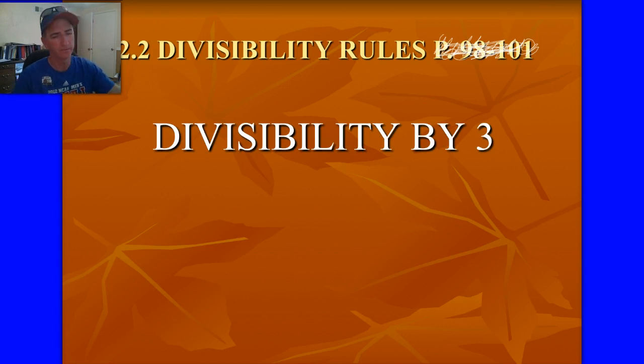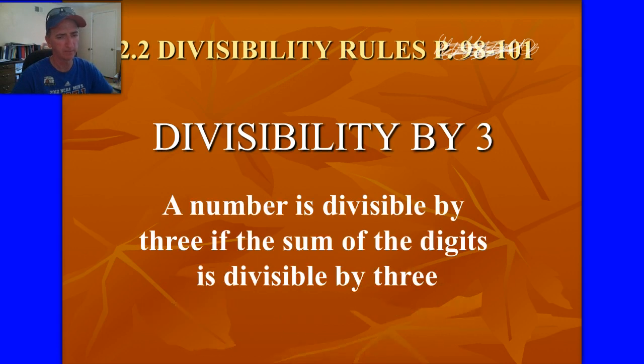Here's the divisibility rule for 3. It looks a lot more confusing than it actually is. A number is divisible by 3 if the sum of the digits is divisible by 3. Now remember, sum is a word that means add. So if I can add the digits of a number and 3 will go into that sum, then 3 goes into the original number.